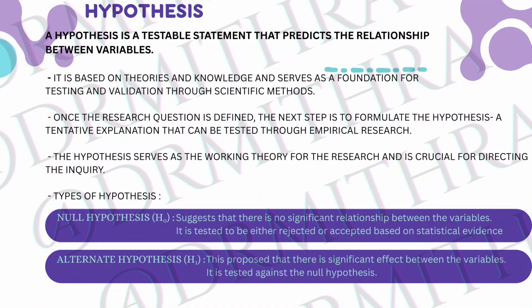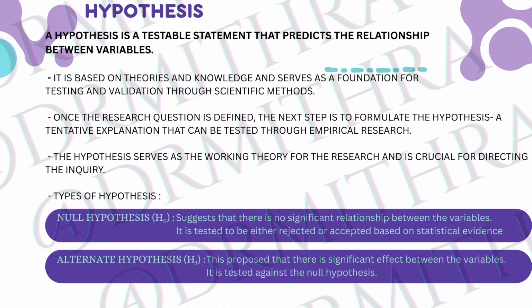So once the research question is defined, the next step is to formulate the hypothesis, which is a tentative explanation that can be tested through empirical research. The hypothesis serves as the working theory for the research, and it is crucial for directing the inquiry. There are two types of hypothesis: null hypothesis and alternative hypothesis.